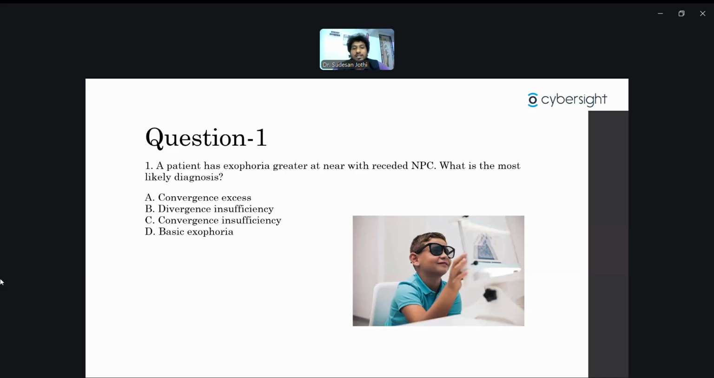We have discussed and reviewed our concept with all those slides. Let us review our concept with a few questions. In this question, the patient has exophoria at near with a receded point of convergence. What will be the likely diagnosis? You can find the polling question popping out. I'd be happy if you answer.